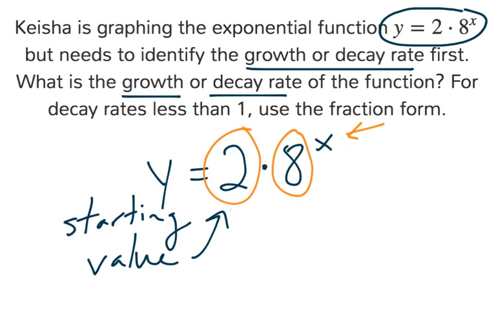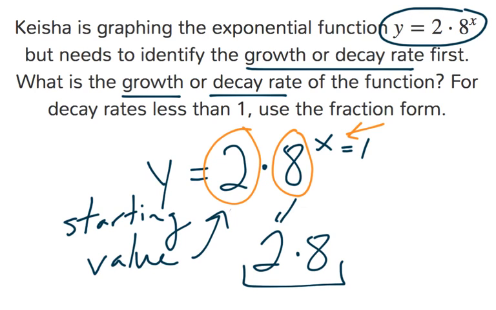So let's say x was 1. Well, if x was 1, then 8 to the power of 1 is 8, and you'd end up with 2 times 8. And this is increasing your starting value by a factor of 8. It's multiplying by 8, which becomes 16. So this is actually what we call the growth rate, okay, the growth factor. So in this case, 8 would be your growth factor.